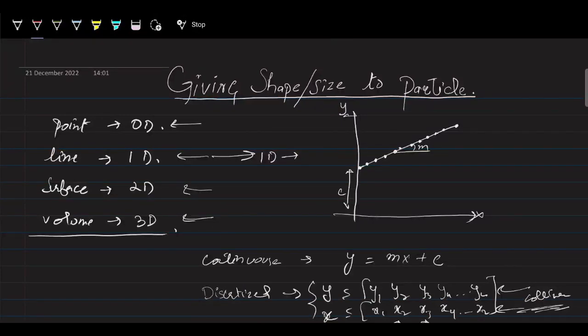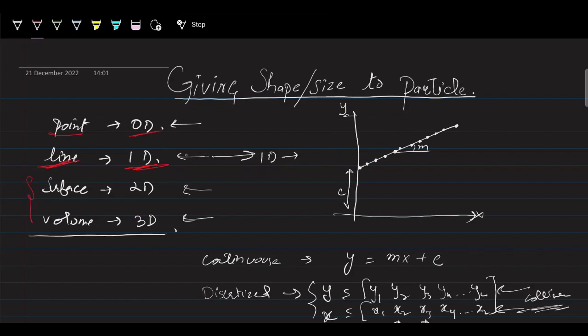In this video, we will be giving shape and size to a particle. So far, we have considered a particle to be a point having zero dimension. In this video, we will be considering a particle to be a line having one dimension to it. And in the subsequent lectures, we will be giving 2 and 3 dimensions to a particle.